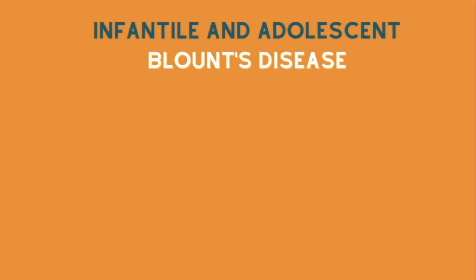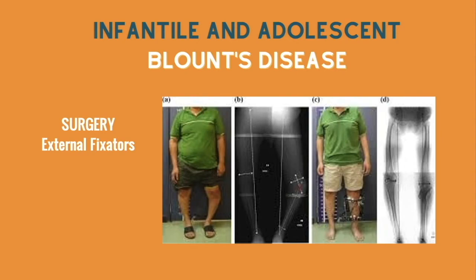For adolescent and infantile Blount disease, surgery using external fixators can be used. This is corrected gradually using an adjustable external frame attached to the bone with wires and pins. The parents of the child are then given a regimen which outlines the daily adjustments that should be made to the frame. After the correction, the patient will have to be admitted to the hospital to remove the frame.